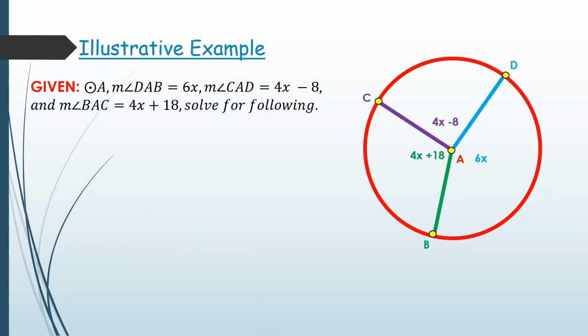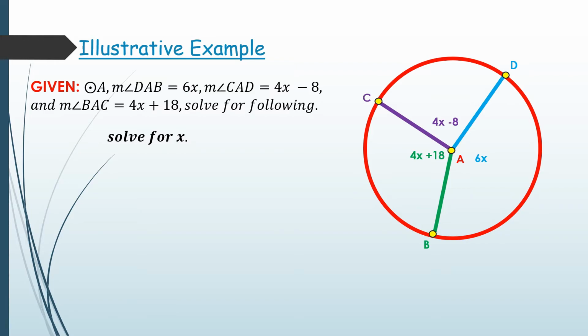Okay, so let's have our last example. Given circle A with measure of angle DAB equals 6x, measure of angle CAD equals 4x minus 8, and measure of angle BAC is equal to 4x plus 18. Solve for the following. So let's say you want to solve for x. If you want to solve for x, you have to make an equation from your given. Since in our given, we have three central angles composing your whole circle, adding these three angles will give you the whole circle, which will measure 360 degrees.